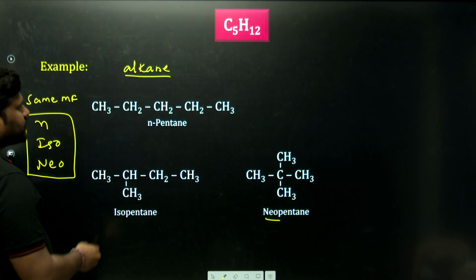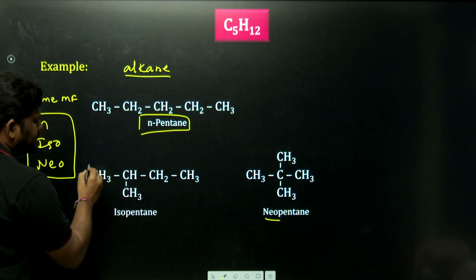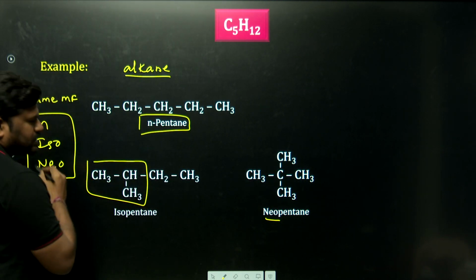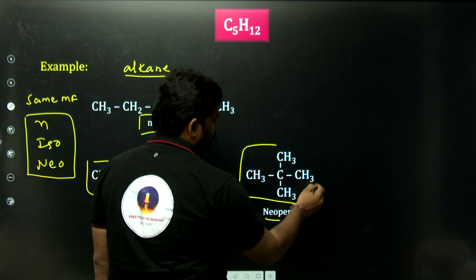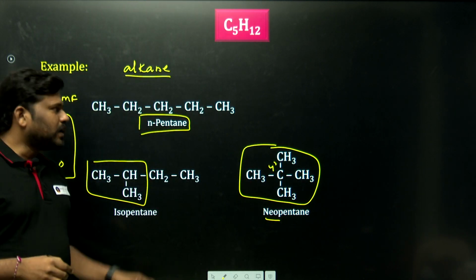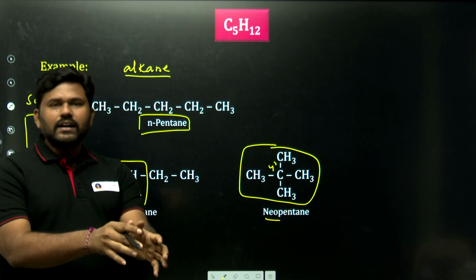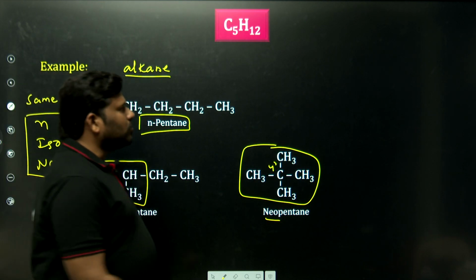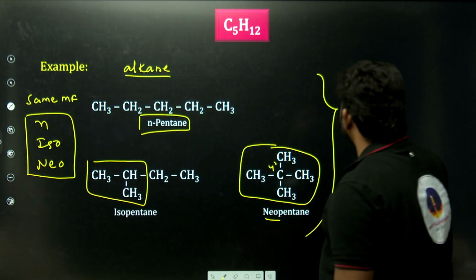See here, this formula is C5H12. This is N-pentane. This is the iso group, so this is called isopentane. One carbon is attached here, a quaternary carbon, so this is also known as neopentane. So N-pentane, isopentane, neopentane, these three are what isomers? Chain isomers.